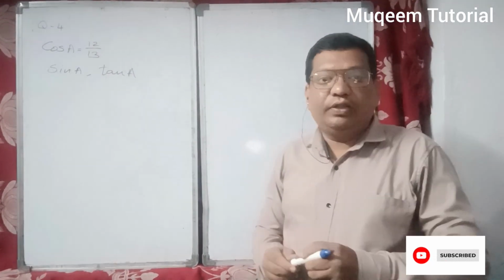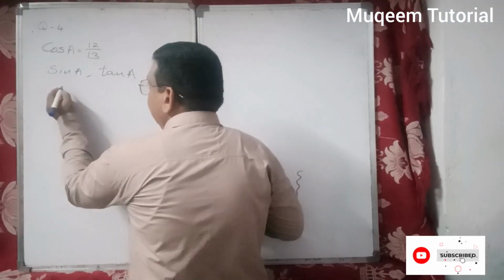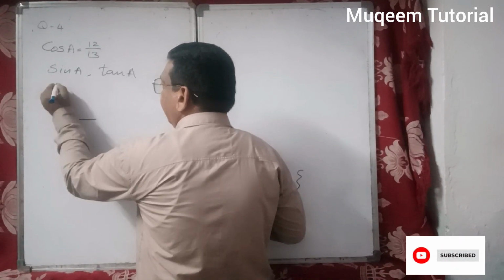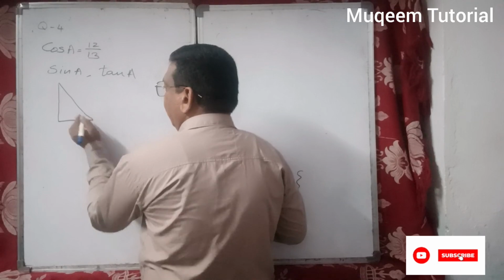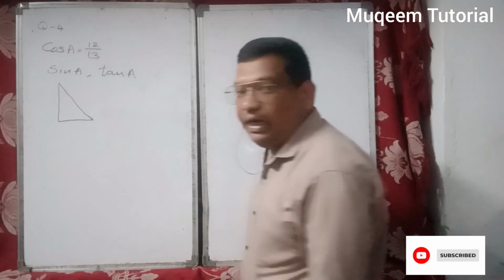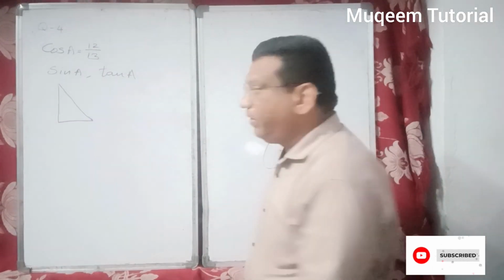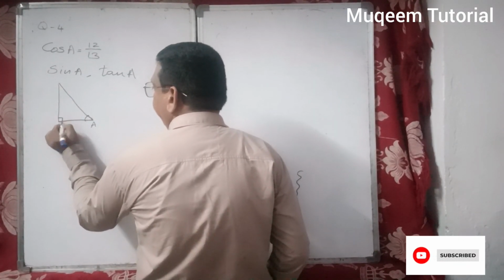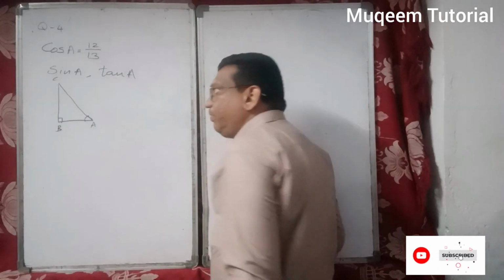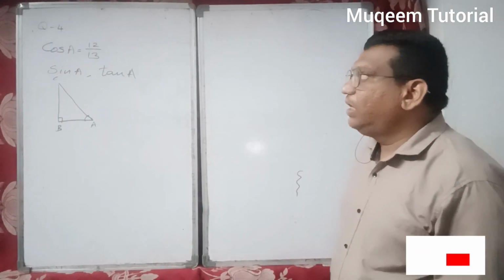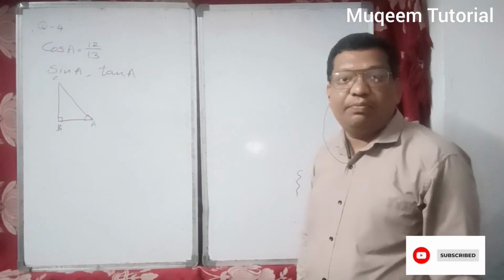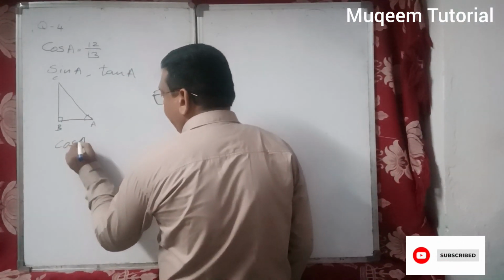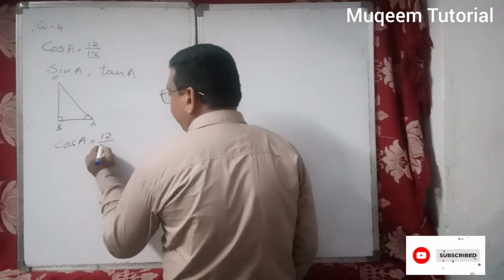As we know, here it is given cos A. So our right angle triangle will be ABC. I am giving here A and right angle at B, and this is C. It is given cos A is equal to 12 by 13.